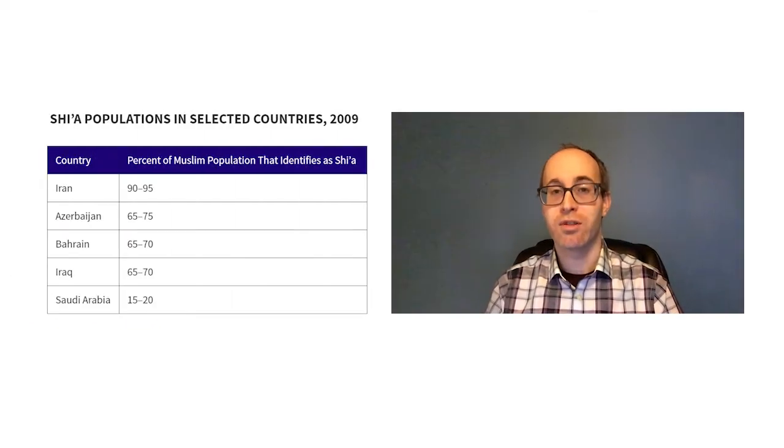This problem features a table showing Shia populations in several countries in 2009. Now go ahead and try this problem on your own. Pause the video while you work, and then we can review it together.